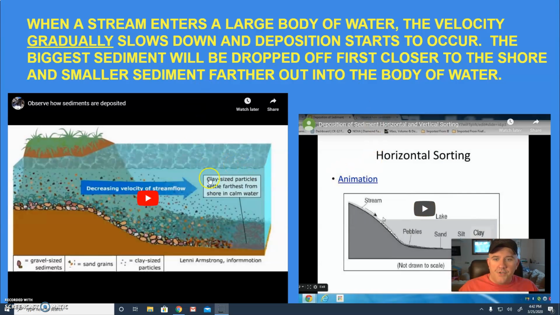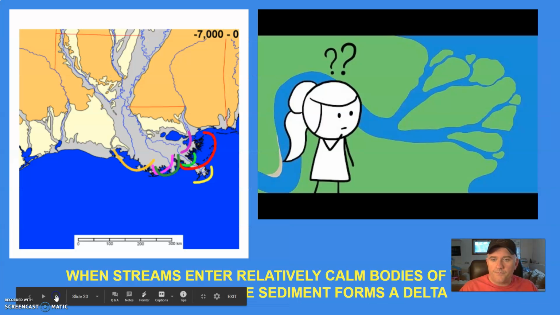Here are a couple videos showing the sorting of material. As the velocity slows down and the stream comes to a larger body of water, the larger particles are going to get dropped off, and the medium-sized particles get dropped off, and the smaller particles go the furthest out. It's because the velocity slows down and the stream can't carry them anymore, so it goes big, medium, and small. Watch these two videos. There's some good information in there.